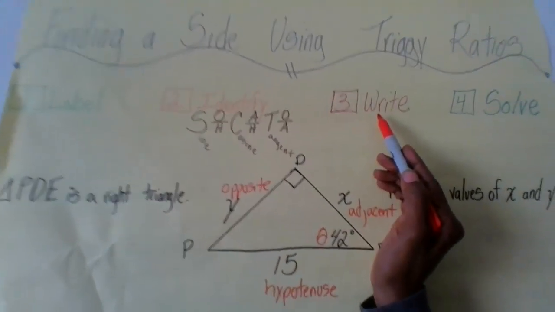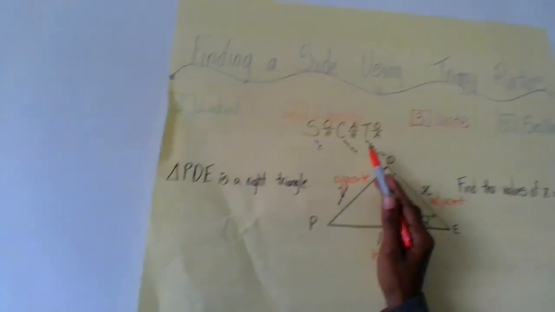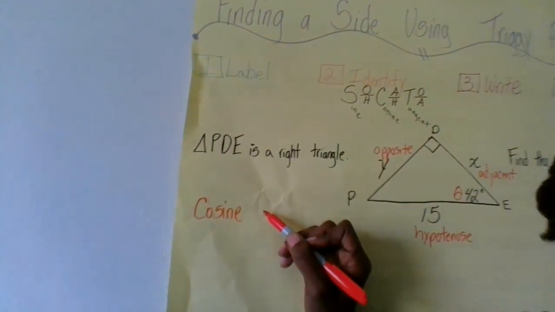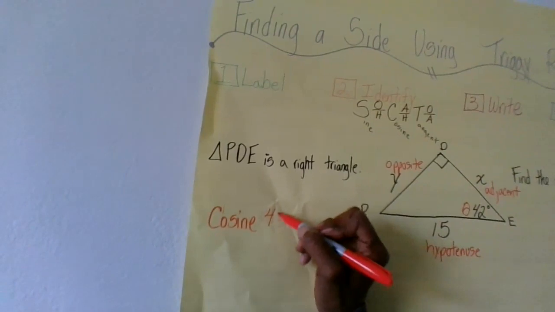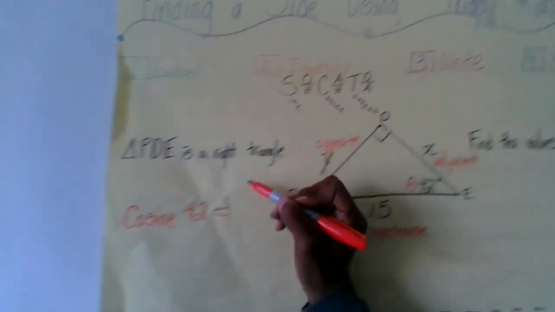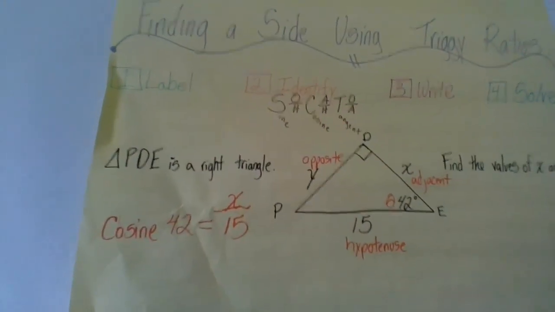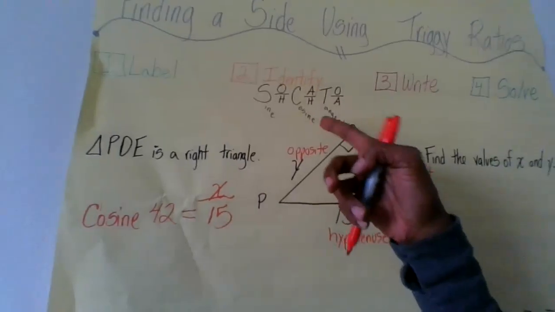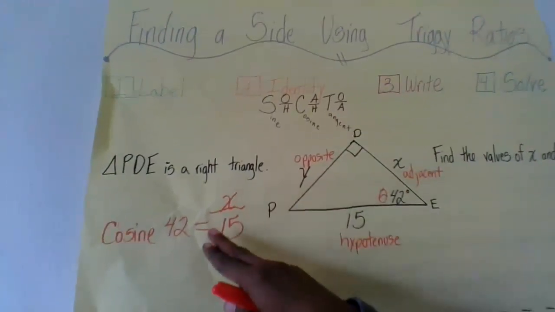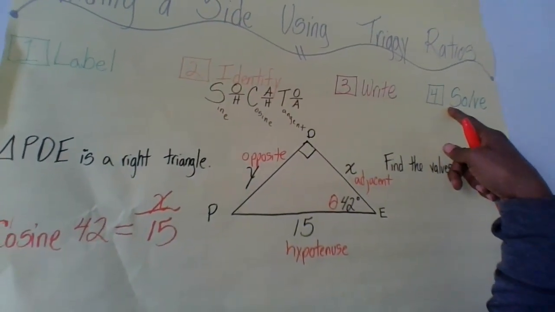Now we need to write this equation so we can solve it. So I'm going to go with cosine theta, which is the angle, is going to equal the adjacent over the hypotenuse. Now, we just use the trig function to substitute in the information that was given to us to write an equation. Now that we got an equation, we can get triggy with it and solve it.